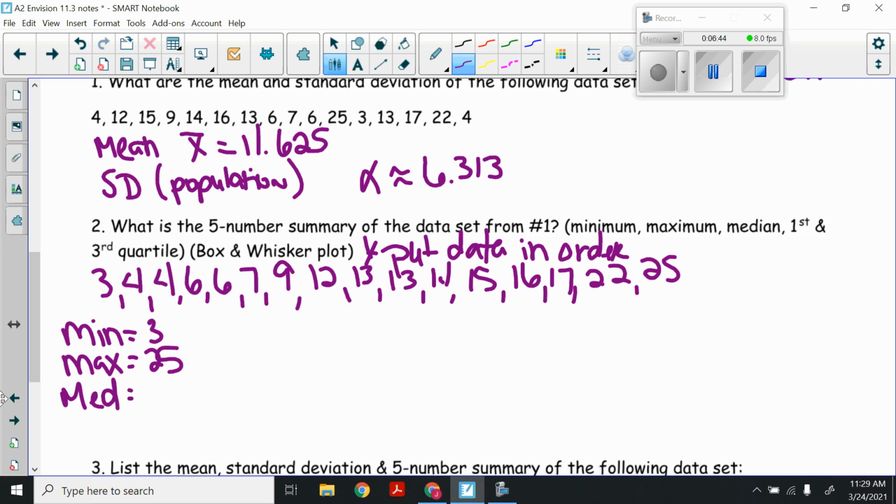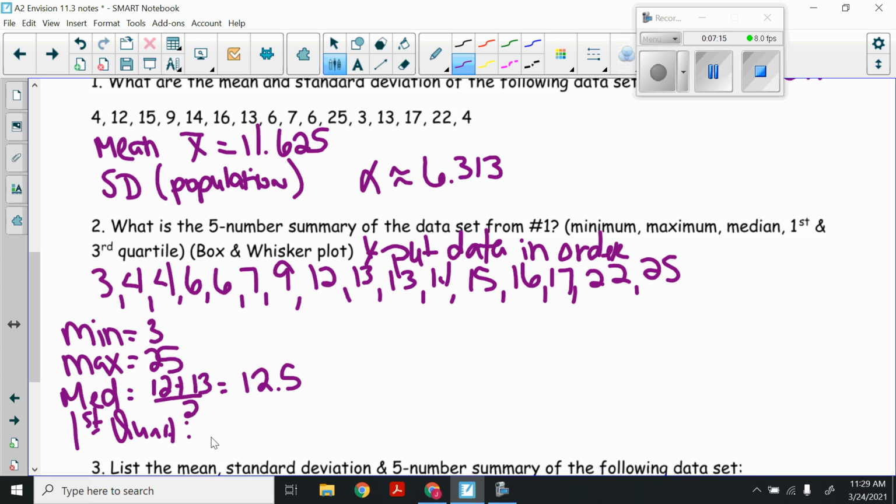Okay, so count how many numbers we have. We have 1, 2, 3, 4, 5, 6, 7, 8, 9, 10, 11, 12, 13, 14, 15, 16. So there's an even number, so I go to 8 from both directions. So 1, 2, 3, 4, 5, 6, 7, 8 gets me 12. Coming in 8 from the other direction gets me 13. So I find the average of those. 12 plus 13 cut in half. The median is 12.5. So now I want to find my first quartile.